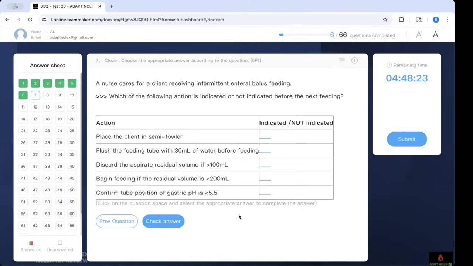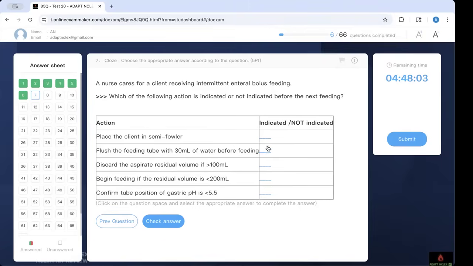Place the client in the semi-Fowler's position. Is it indicated? Flush the tube with 30 ml of fluid before you feed them. Discard the residue if it's greater than 100. Begin feeding them if the residue is less than 200. Confirm tube placement if you do a gastric pH and it's less than 5.5.